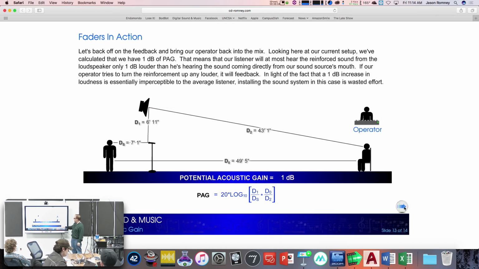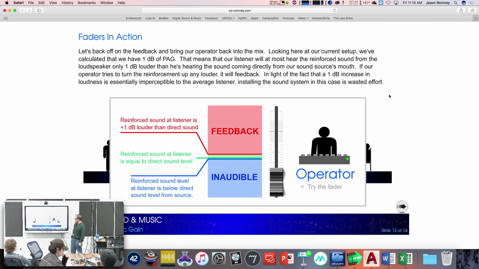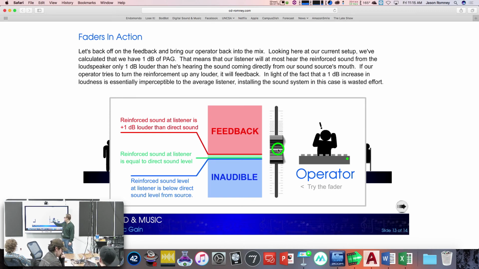Okay, so let's take a look at what this does for us. In this scenario we have 0 dB of gain. You're pushing your fader, and this is the inaudible range, so you're not making it louder yet. When you get to the green area, you're making it louder. I'm just barely starting to make it louder, and then boom, feedback. Have you been in that scenario? I've been in that scenario. This is not a very well-designed sound system.